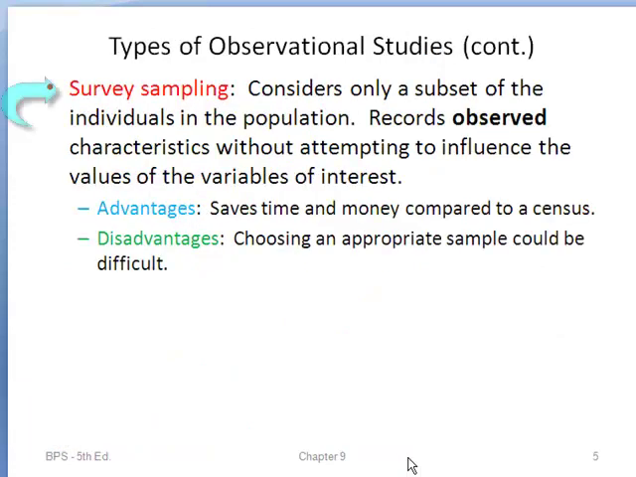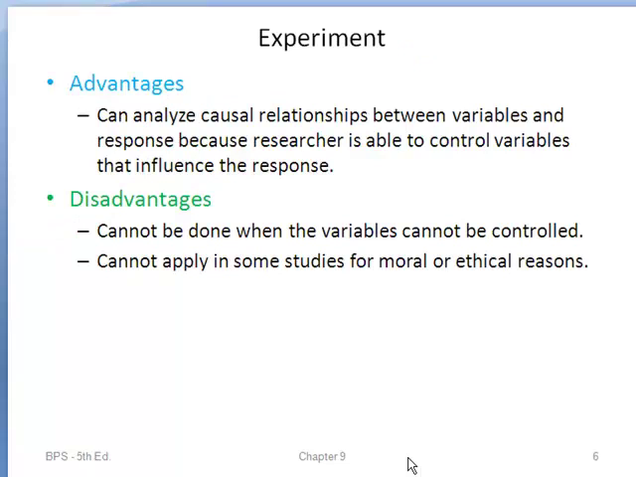And another type is survey sampling. It considers only a subset of individuals in the population. It records observed characteristics without attempting to influence the values. Now the advantage is that this saves time and money compared to a census, but it's very difficult to choose an appropriate sample. Now what about a designed experiment?